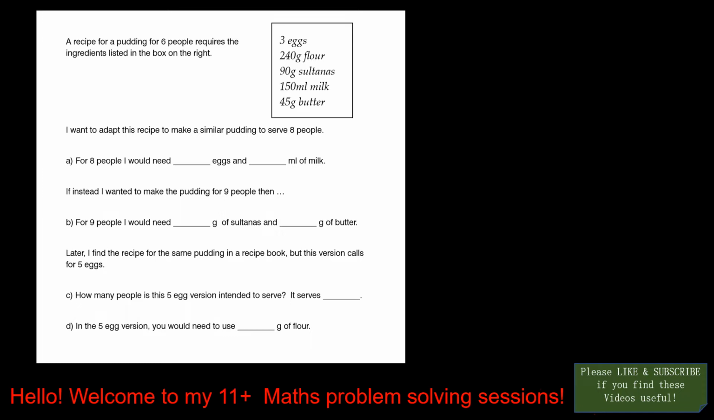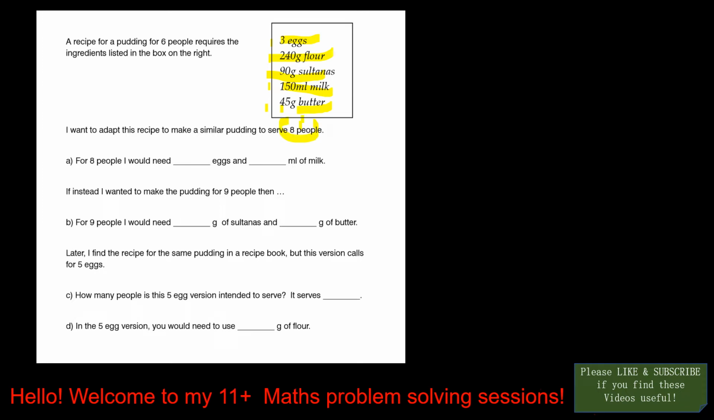So let's get started. The first question is: a recipe for a pudding for 6 people requires the ingredients listed in the box on the right. So we have these ingredients: 3 eggs, 240 grams of flour, 90 grams of sultanas, 150 ml of milk, 40 grams of butter. And I want to adapt this recipe to make a similar pudding that serves 8 people.